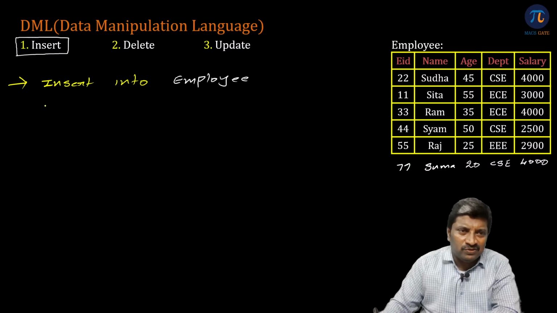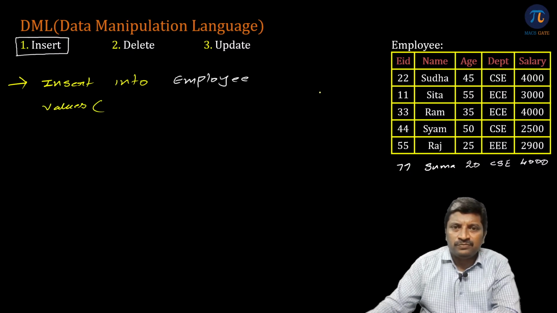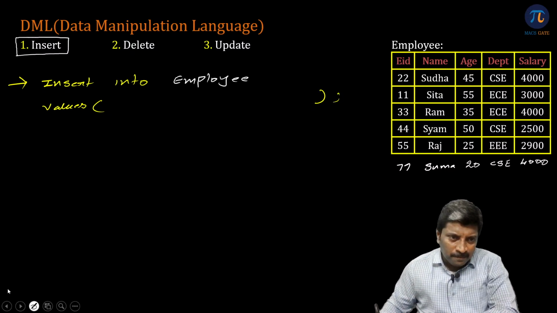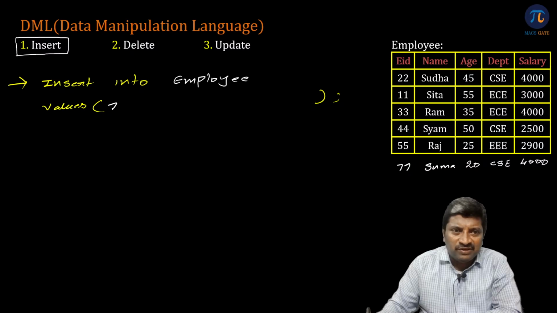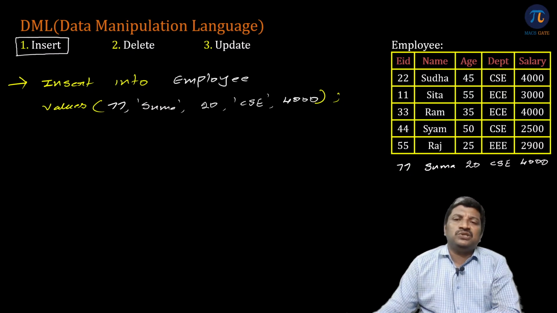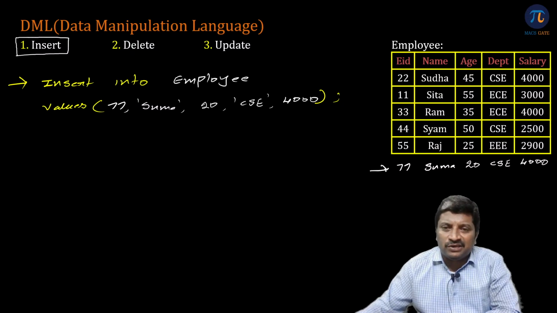Then what you are inserting, sir? You are inserting some values. So values. What are the values you are having, sir? 77 is a number. So you write it. Suma is a string enclosed in quotes. 20 is a number. CSC is a department. Then 4,000. So this is the way we can insert a record.